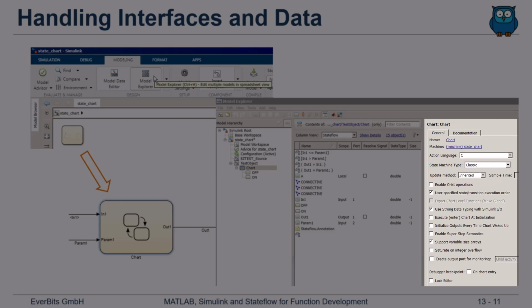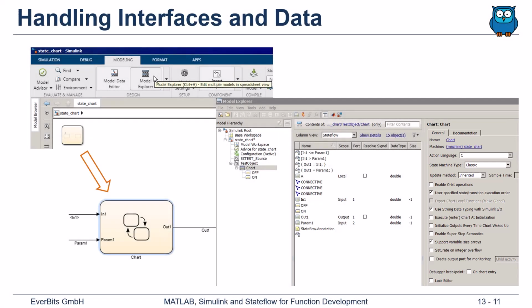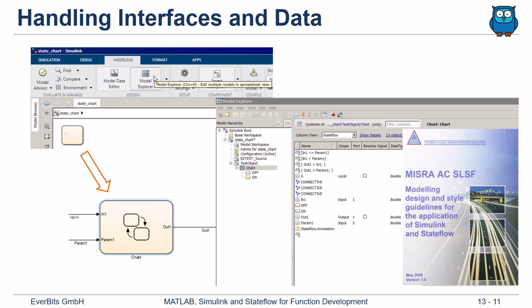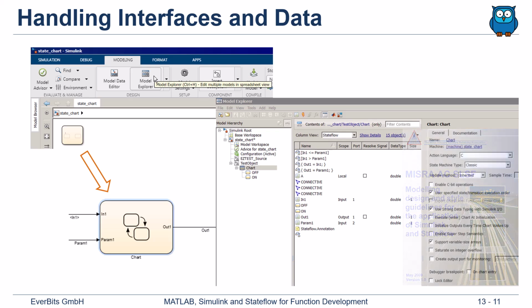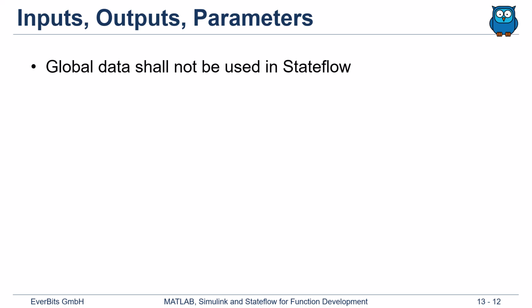The settings on the general pane are fully defined by MISRA SLSF. And so it is also very easy to check by using some kind of static checker, and also to deterministically set those settings. So the inputs, the outputs, and the parameters are the most important objects for now that we will discuss. We can also define global data in the models and reference that global data, but the global data shall not be used in Stateflow because it is very difficult to understand what's going on, and also for the code generation it is not obvious.